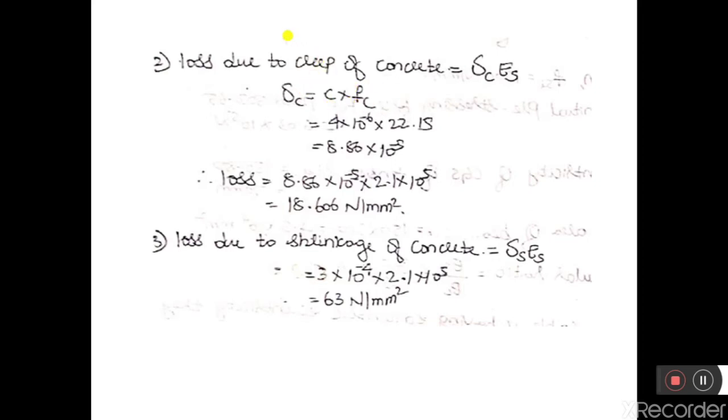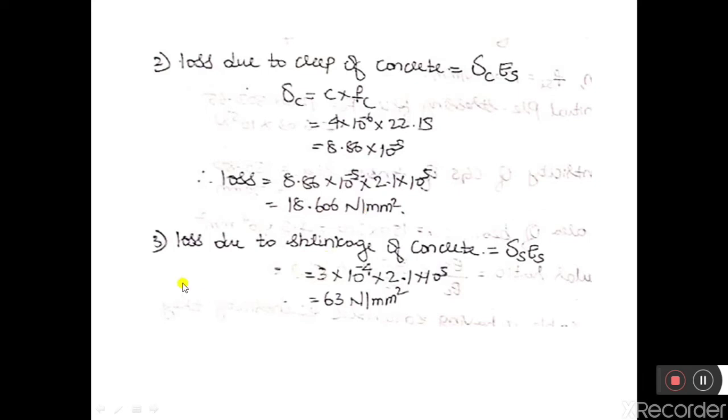It is 4 into 10 to the power of minus 6, and FC is the compressive stress in the concrete with respect to CG of the steel. Therefore, delta C is equal to 8.86 into 10 to the power of minus 5. Substituting this value in the formula, loss due to creep of concrete is equal to 8.86 into 10 to the power of minus 5 into 2.1 into 10 to the power of 5. 2.1 into 10 to the power of 5 is Young's modulus of steel, which is given in the question. Therefore, loss due to creep of concrete is equal to 18.606 Newton per mm square.